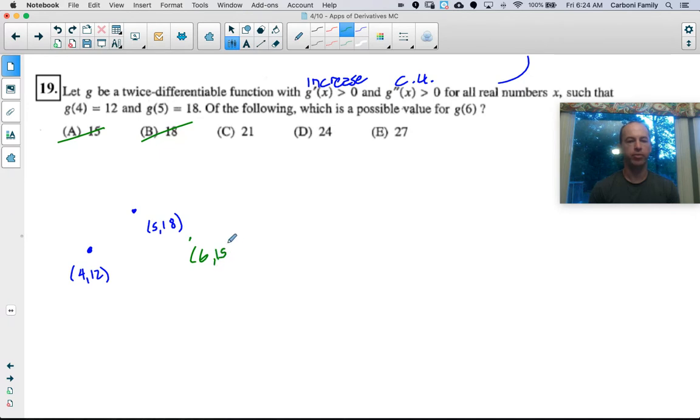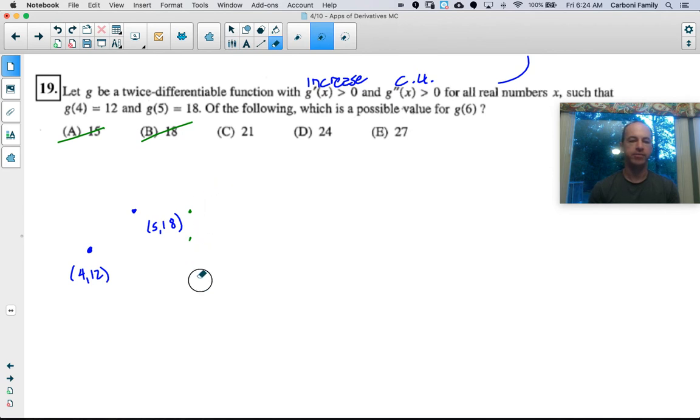So that'll be the ordered pair (6, 15), and you must decrease from 18 to get to 15. If you wanted to try 18, then you are even with the point at 5. And so from 5, 18 to 6, 18, you are constant at least. Now, there could be waviness in between, but if a function is strictly increasing, you cannot have repeated y values. So that's not true. Now, 21, 24, and 27 all satisfy the increasing question.